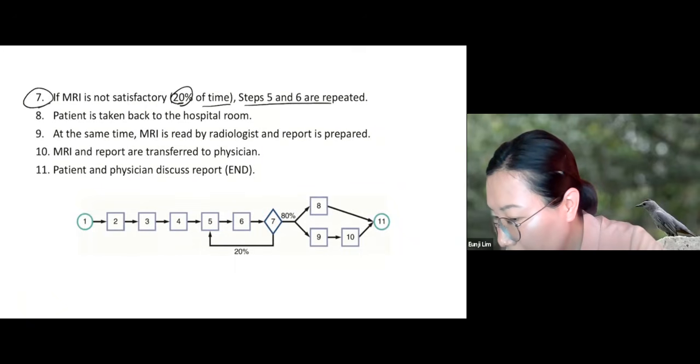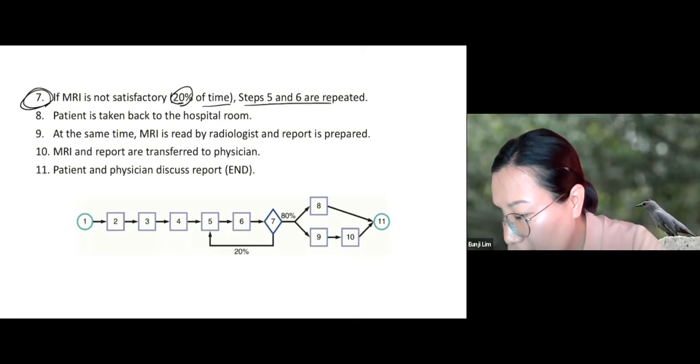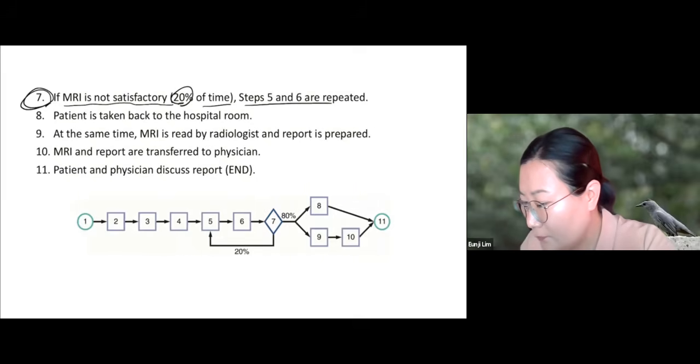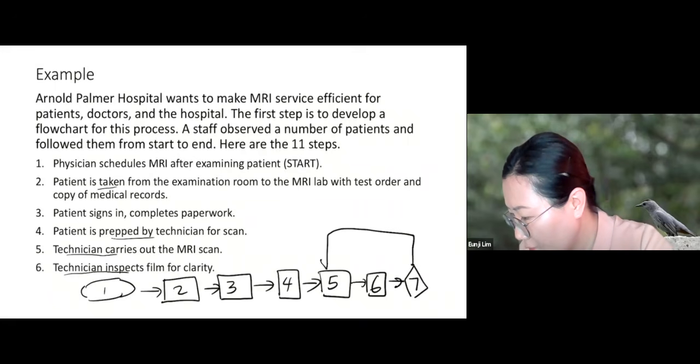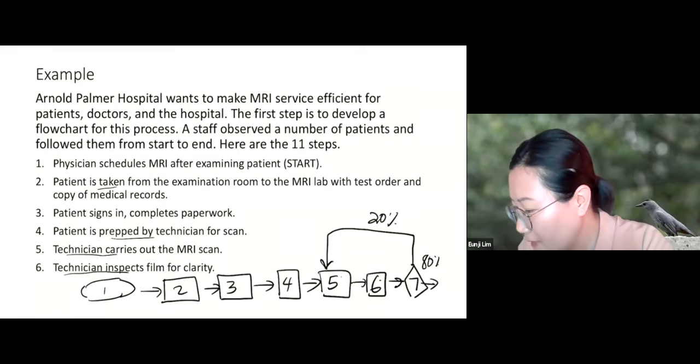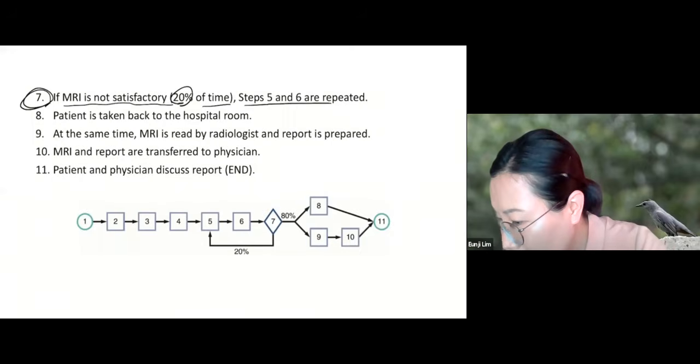So here is a question, right? This is a decision node. We need to decide if the MRI is satisfactory or not, right? So for a decision node, we're using a diamond, right? This is 7. If it's not satisfactory, we need to go back to number 5 and repeat 5 and 6. And this happens 20% of the time. Otherwise, we move forward. 80% of the time, we move forward.